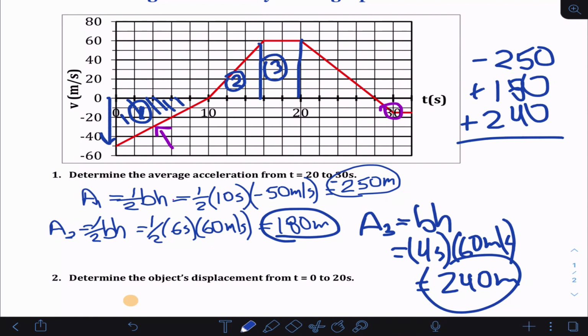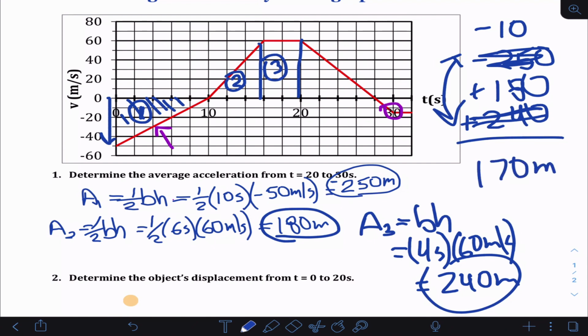Now, here's how I view it. The 250 and the 240 are really close. So 240 of that negative is going to cancel out with this. So you're going to end up netting a negative 10 here. You have 10 units left over. And so you're going to end up, in the end, with 170 meters displacement. If you don't trust me, do the math. You'll see how it works. That's how you get displacement.